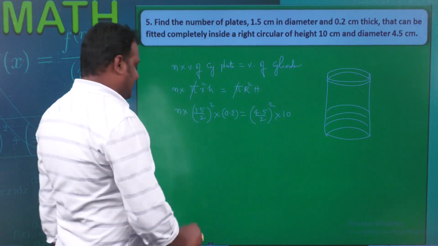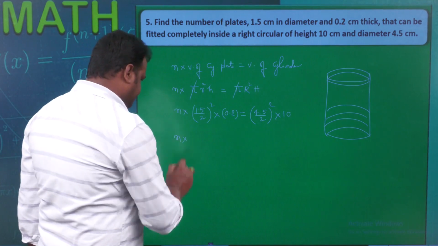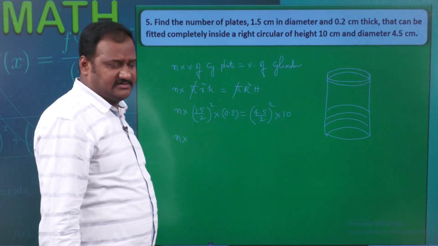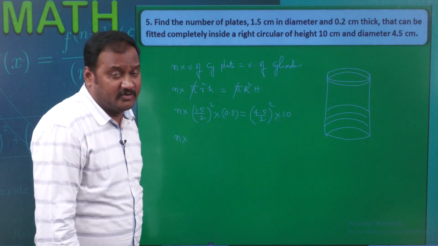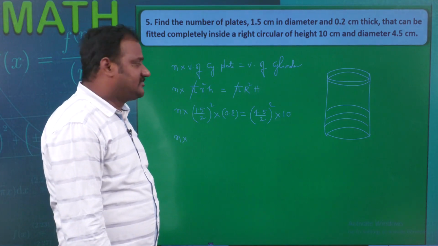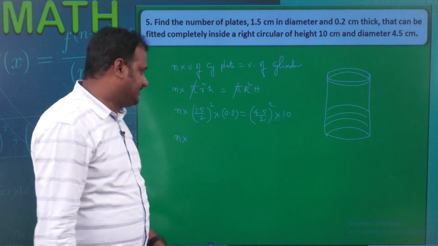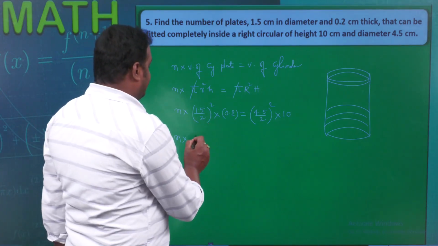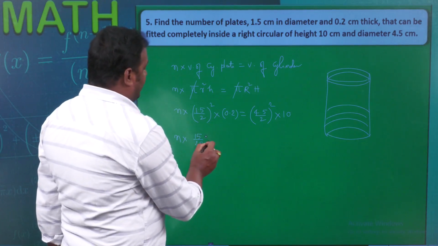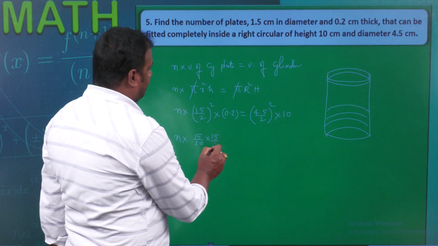Hope you understand. Now n into 1.5. Whenever you go for calculation, please remove decimals and then cancel and then calculate. Then the calculation will be much easier. 1.5 can be written as 15 by 10. So 10 into 2 is equal to 20. Again 15 by 20.